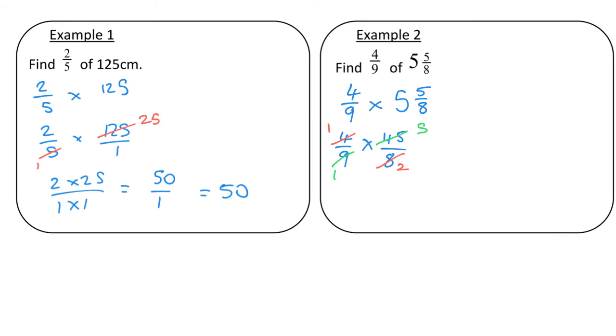So once we do that, we multiply across the top and across the bottom, and we've got 1 multiplied by 5 over 1 multiplied by 2. 1 times 5 is 5. 1 times 2 is 2. We've got 5 over 2, which is an improper fraction. So we need to change that back into a mixed number, and that's 2 and 1/2.